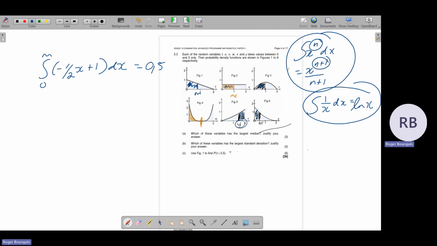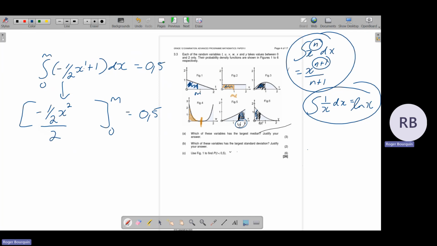Okay, so now, how do we integrate? The next line is going to be the integral between 0 and m equal to 0.5. So now I've got to integrate that. What's the present exponent? Don't add to the x. So it's going to be negative a half. 1 plus 1 is 2. Divide by that new exponent 2.